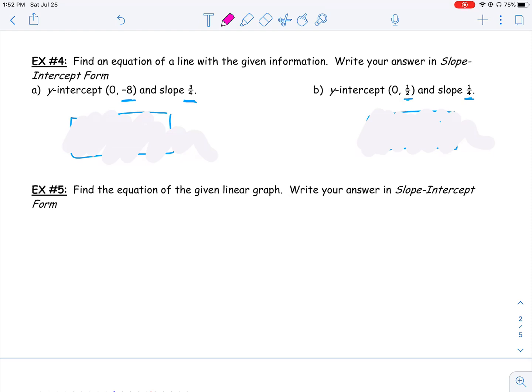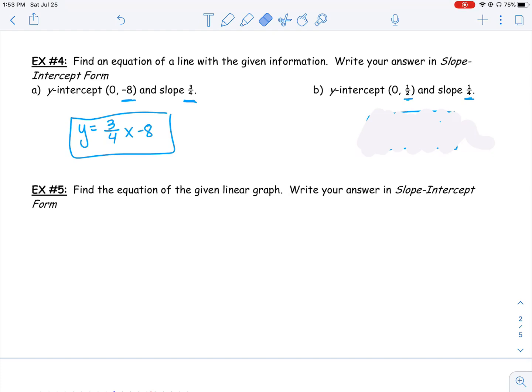Well, in order to write it in slope-intercept form, we need a slope, which they gave us, and a y-intercept, which they also gave us. So perfect. All we have to do is plug in the numbers in the right spot. We know that the m is the slope, so I'm going to put the slope in the y equals mx plus b spot. And I know that the b is the y-intercept. It's the y value of my y-intercept. And so in this case, it would be negative 8 or minus 8. So the equation of my line in slope-intercept form would be y equals 3/4 x minus 8.